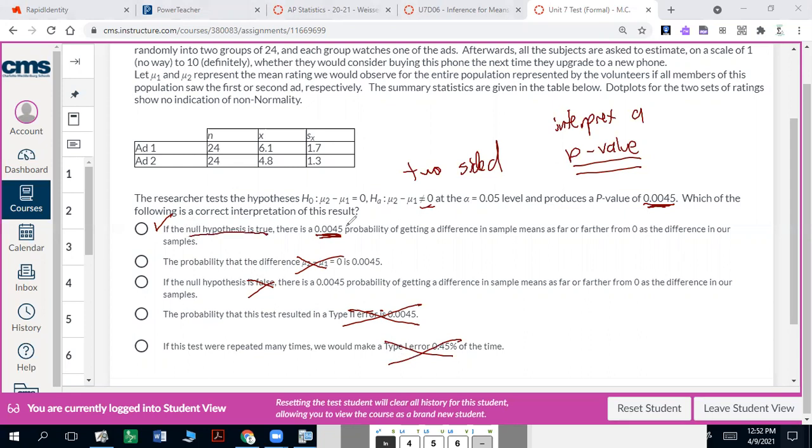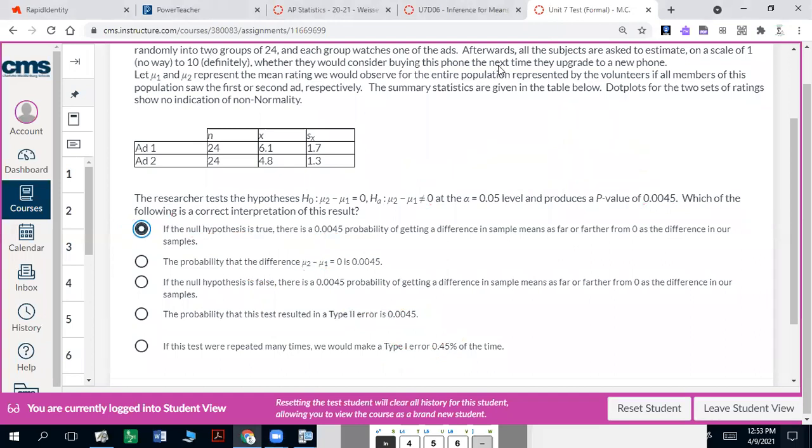Assuming the null is true, the p-value is the probability of getting that sample or something more extreme. That is the p-value. Sorry, I got kind of jumbled there in my words. All right, let's look at the next one.